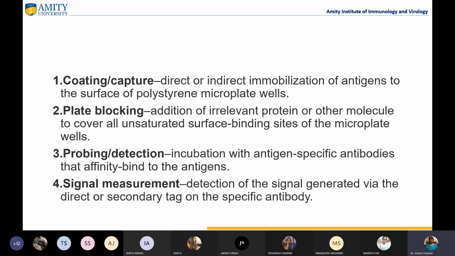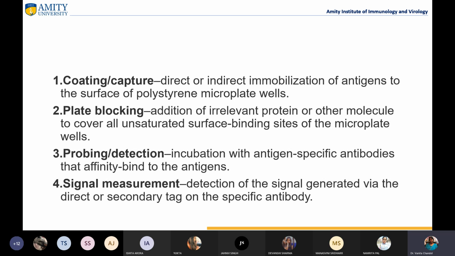Then plate blocking, so addition of any irrelevant protein. Sometimes we use powder milk also. It's a protein, right? So we add some irrelevant protein or other molecule to cover all unsaturated surface binding sites of the microplate. After that, there is probing and detection. So after that, we incubate with the antigen specific antibodies that bind to the antigens. Then detection of the signal is generated by direct, or this I'll discuss, what is direct.